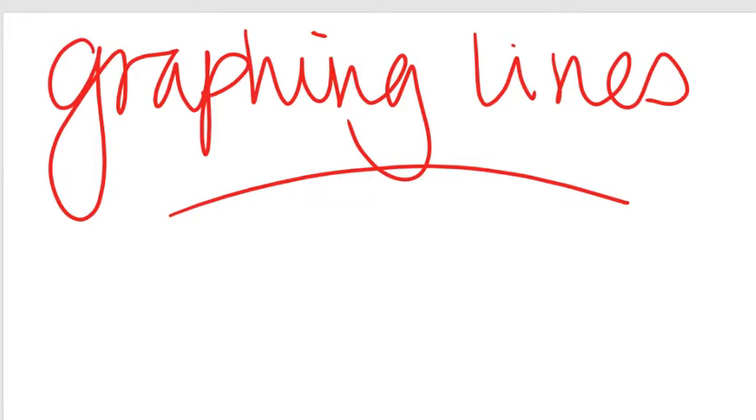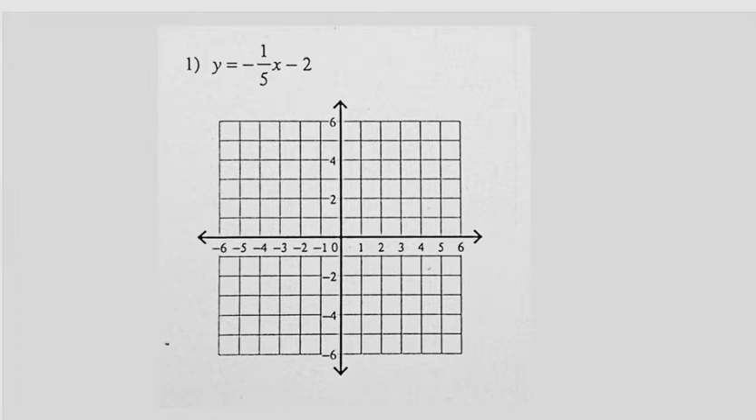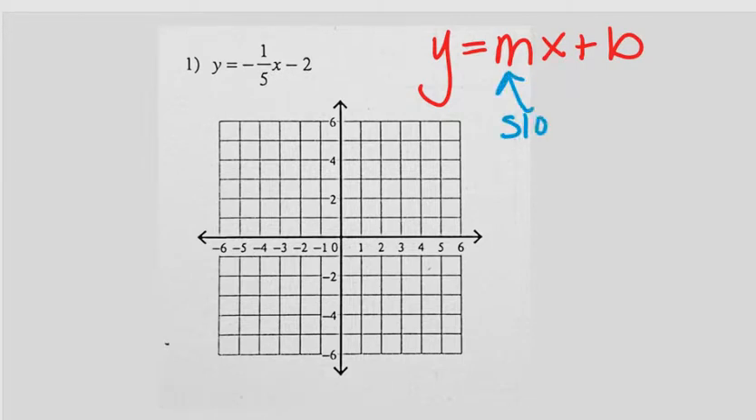Okay, so we're going to review graphing lines. Take a look at number 1. If you remember, our general equation for a line is y equals mx plus b, where m is the slope and b is the y-intercept.